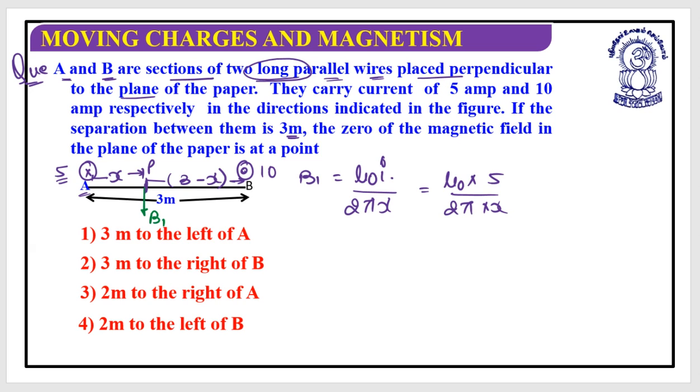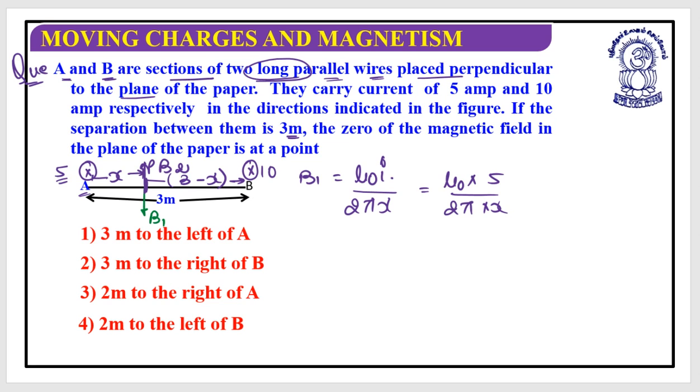So again, I made a mistake. It must be in the downward direction. Sorry. Yes. Now arrange your thumb in such a way that it is moving inside the plane. So this is B1 and this must be B2, and these two should be the same in magnitude.